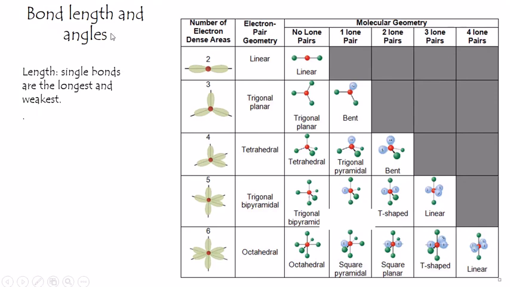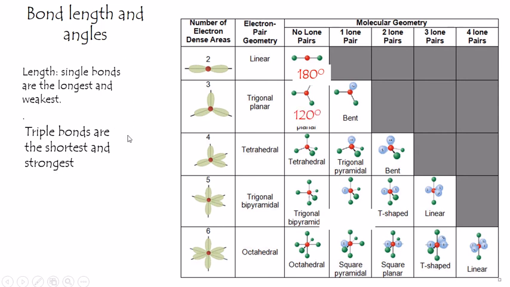Let's take a look at bond lengths and angles and predict the shapes of molecules. As you might predict, single bonds are the longest bonds. They're also the weakest bonds. Go to a double and then a triple bond, things get stronger and shorter. So a triple bond would be the shortest and the strongest type of bond. So this gives you a nice relative idea of bond strength and bond length.